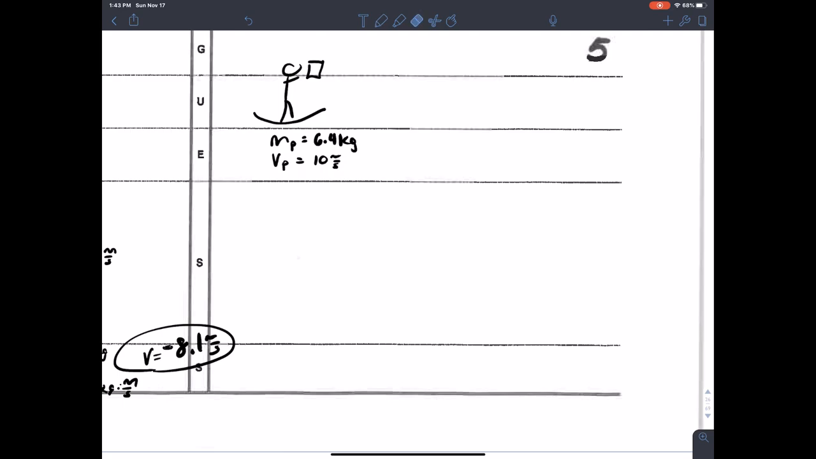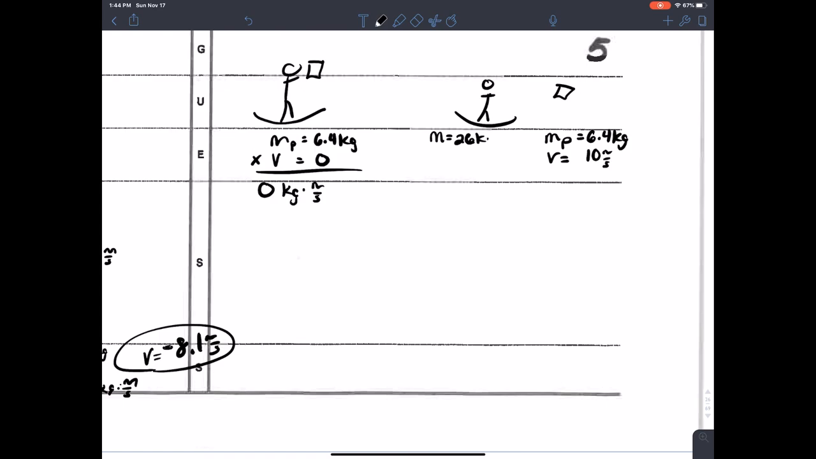So here we go. I put that in the wrong spot, because here the boat is going to be moving at 0 at first. So our original momentum of the kid in the boat is going to be 0. And then the kid in the boat is going to throw that package out. So the mass of the package is still 6.4 kilograms. And the velocity of that package is going to be 10 meters per second. It says calculate the velocity of the boat immediately after, assuming it was initially at rest. The mass of the kid is going to be 26 kilograms, and the mass of the boat is going to be 45 kilograms, and we don't know what the velocity is.